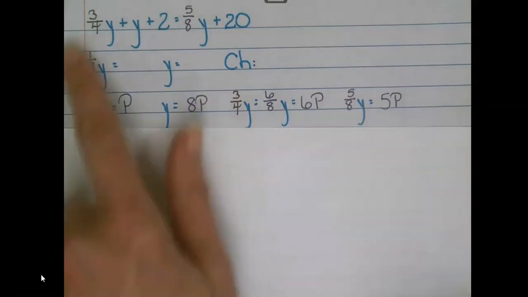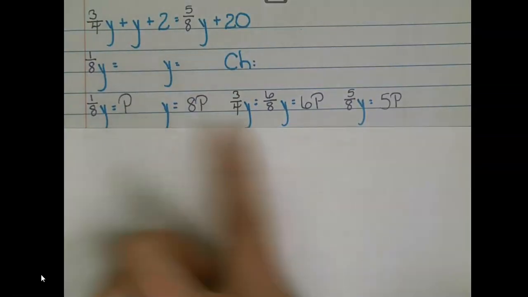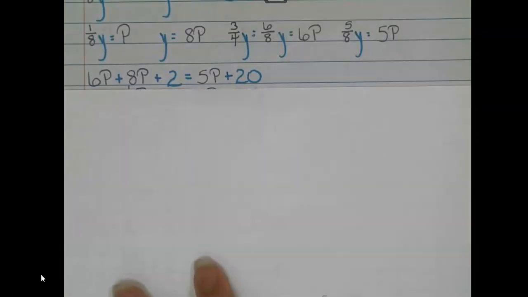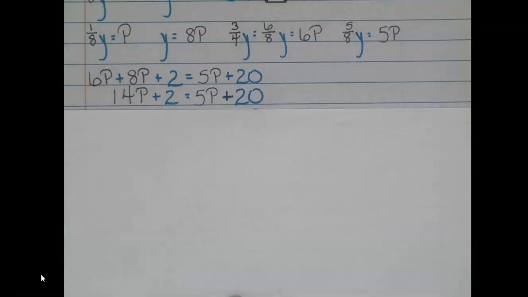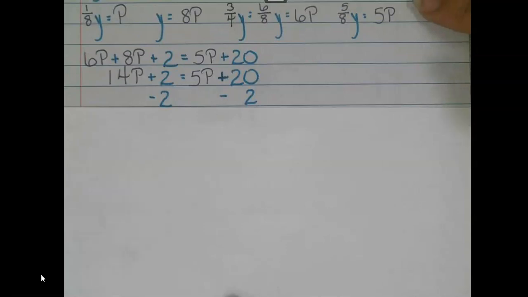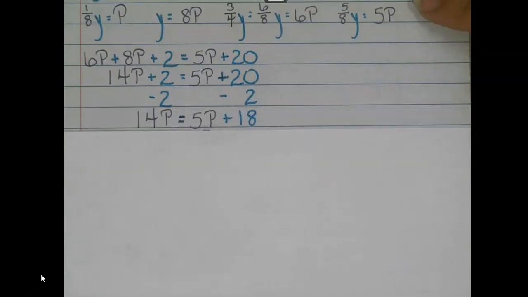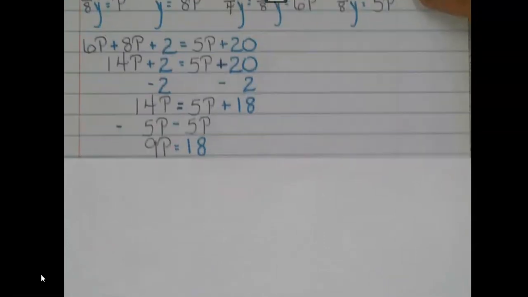So now that I have filled that in for each of the numbers in my original equation, I can rewrite my equation using my new values. So I now rewrite that equation as 6P plus 8P plus 2 equals 5P plus 20. I will start by combining my like terms on the left side of my equation, and I now have 14P plus 2 equals 5P plus 20. I will subtract 2 from each side, leaving me with 14P equals 5P plus 18. Now I will remove 5P from each side, and that leaves me 9P equals 18.